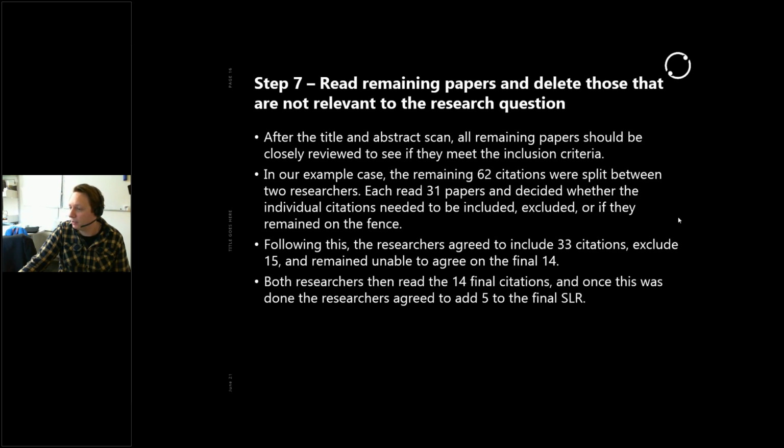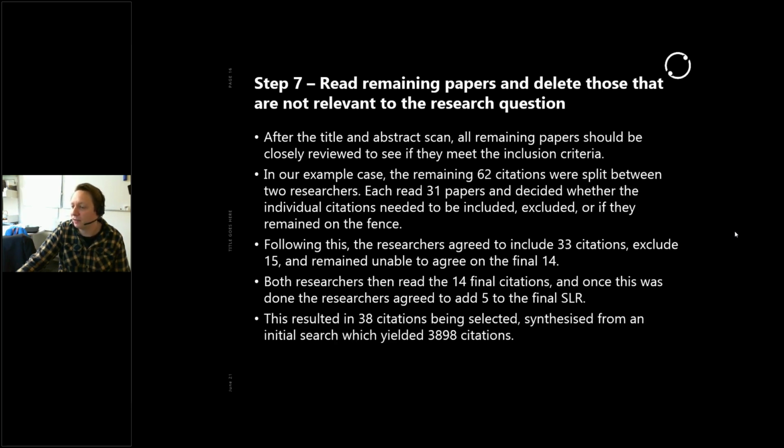We then once again went through those final 14 citations. I believe we swapped them around, so we weren't reading the same ones again, but we were looking at ones where the other person was on the fence about it. And once this was done, we agreed to add a final 5 to the systematic review, which means that out of the 3,898 citations we had at the beginning, we had 38 left for the final review.